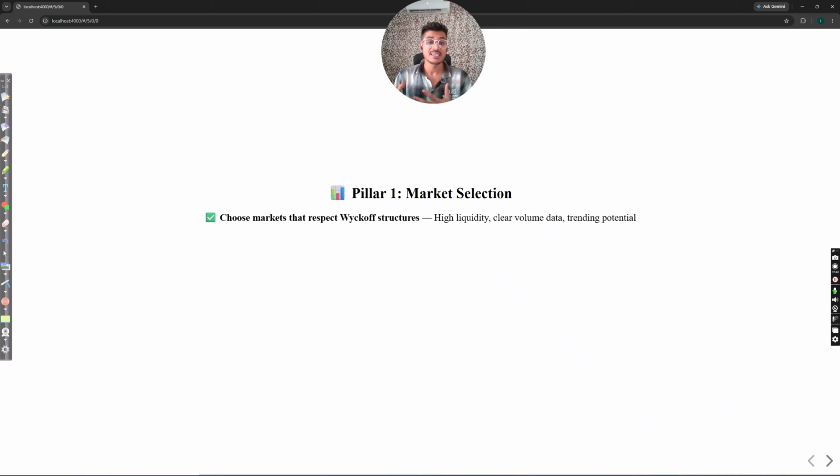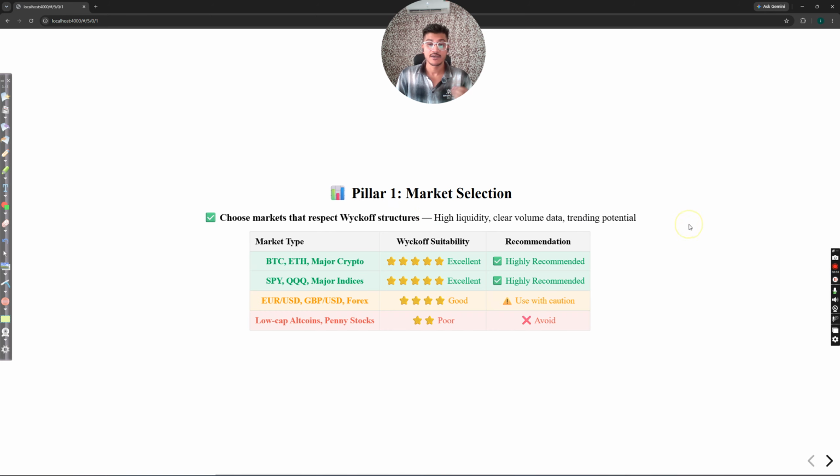For instance, a couple of market types we can have are Bitcoin, Ethereum, and a couple of major cryptos. Why is that? Because they have high liquidity, clear volume data, and trending potential. So the Wyckoff suitability for this one is excellent, and it's highly recommended. Another is your indices like S&P 500, Q3, and other major indices. They all have the same characteristics of high liquidity, clear volume data, and trending potential. So those are also recommended.